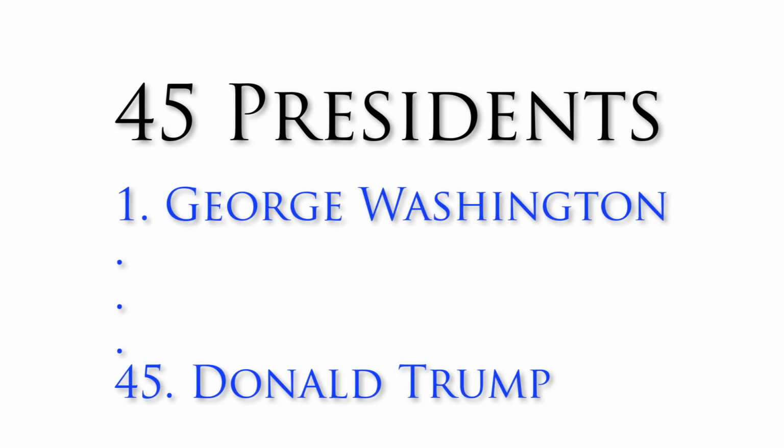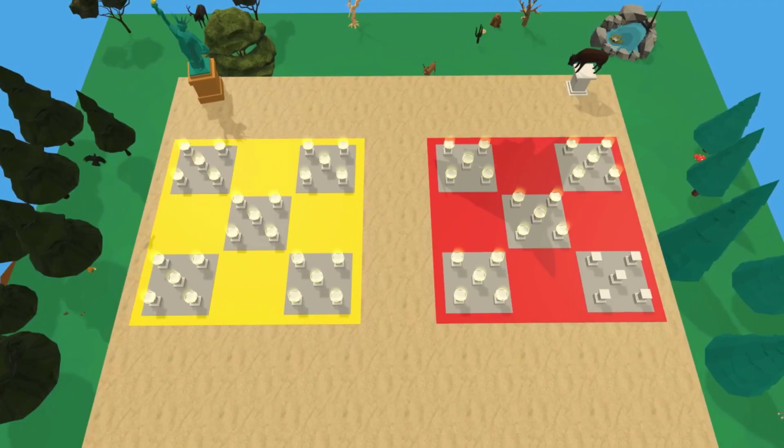At the time of this filming, there have been 45 presidents of the United States. From George Washington to Donald Trump, these presidents are known both by name and by number. In order to learn both their names and their numerical positions at the same time, we have used a special memory structure based on quincunxes.